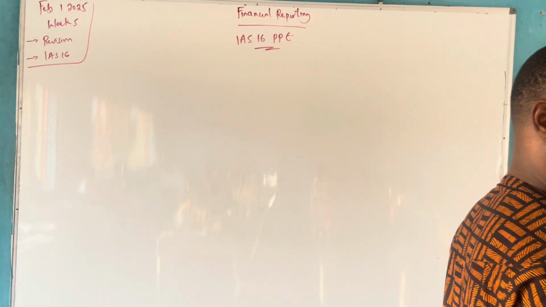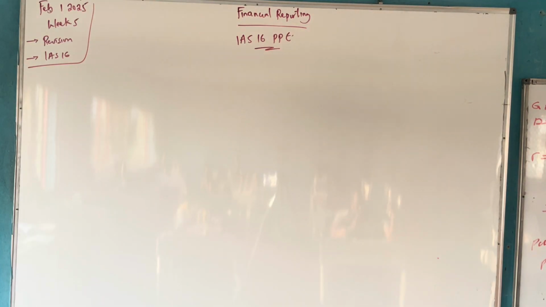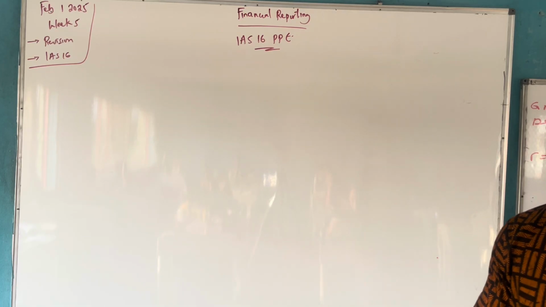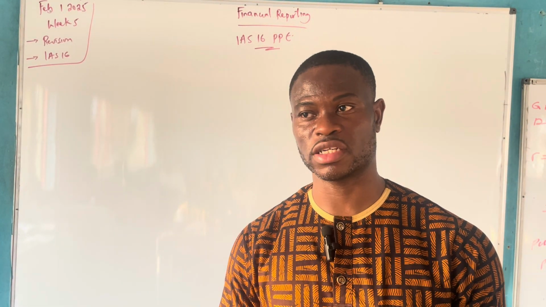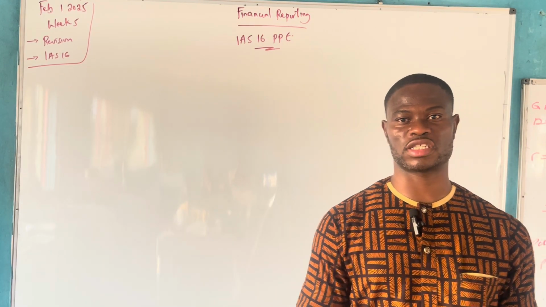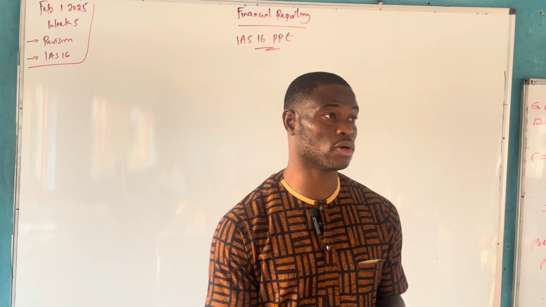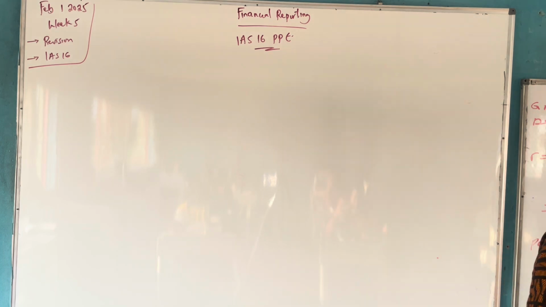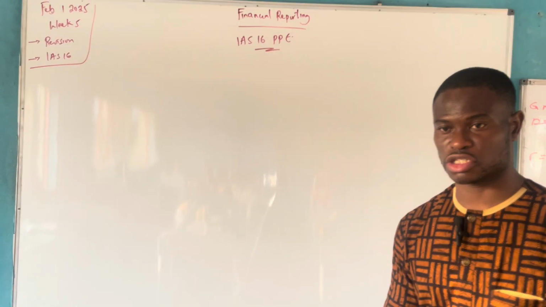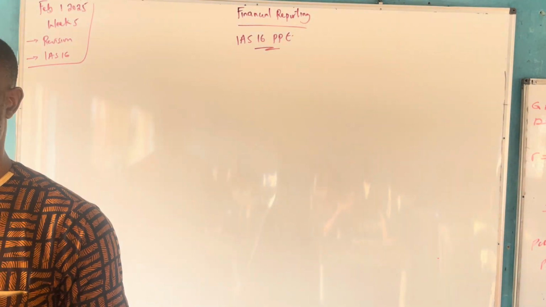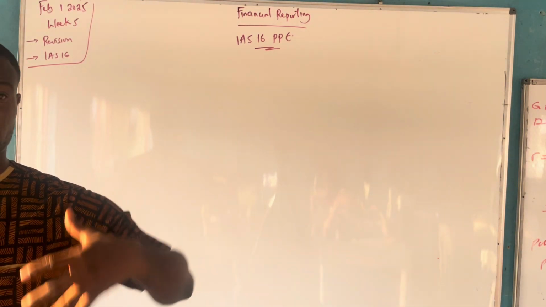For initial measurement, which is the measurement at the transaction date, we said that you initially measure an item of PPE at cost. And we say cost comprises the purchase price plus import duties plus non-refundable purchase taxes less trade discounts or rebates. Then you're going to add directly attributable costs of bringing the asset to its location and condition for it to be capable of operating in the manner that is intended by management, or for it to be ready for use.